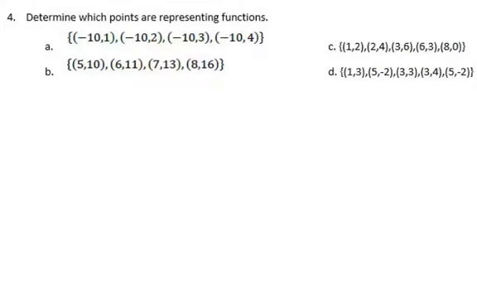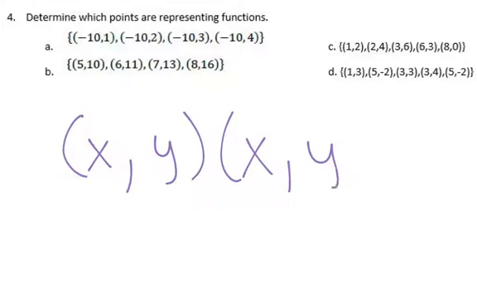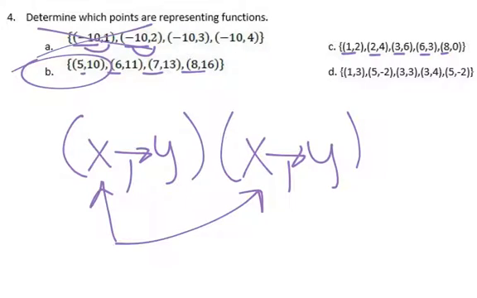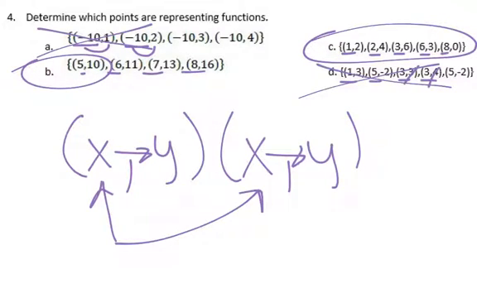That's with tables. Now with points, it's the same idea. Look at the x values. If I have two of the same x values with different y values, that's bad. So negative 10 and 1, negative 10 and 2, right off the bat, that's bad. I know it's not 1. B, 5, 6, 7, 8, that's good. Different x's. 1, 2, 3, 6, 8. That's good, different x's. 1, 5, 3, 3, 2 3's, different y's, that's bad, not a function.